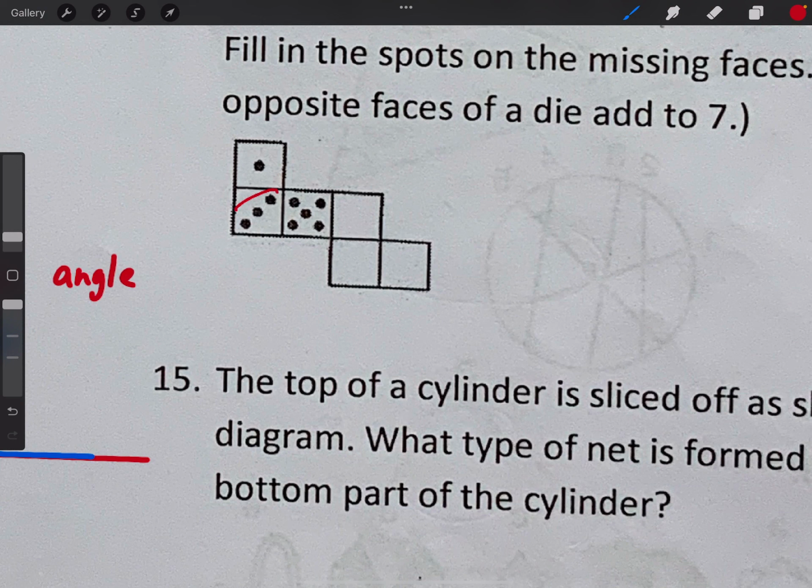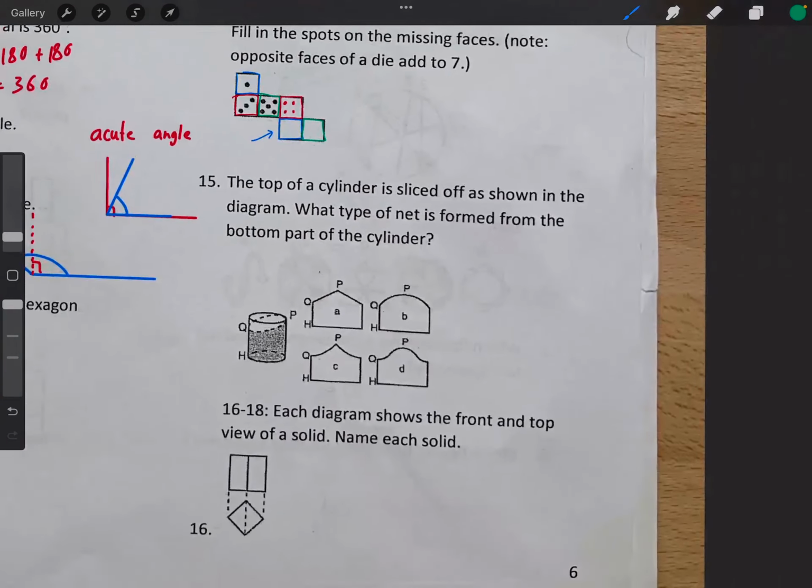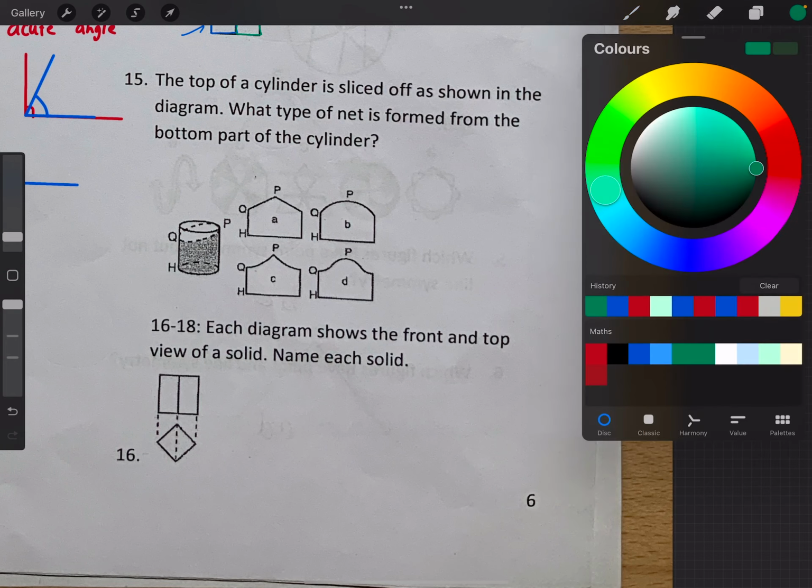So for example, this face here and this face are opposite faces, so they add up to 7. So if this is a 3, this must be a 4, because 4 plus 3 will give me 7. So you just draw 4 dots there to indicate that that face has 4. Okay, so what else? This face and this face are opposite, so you can figure out what number goes in there. And this face and this face are opposite when you fold it, so you can figure out what goes in there. Alright, next one, question 15.